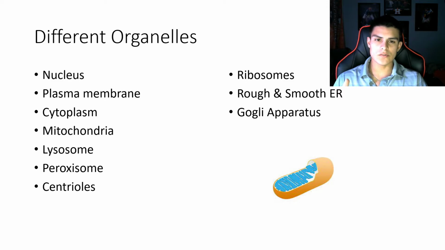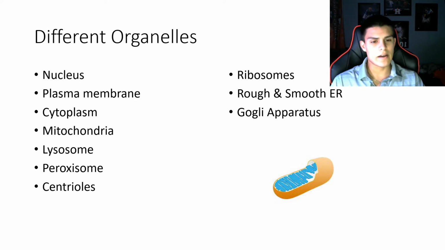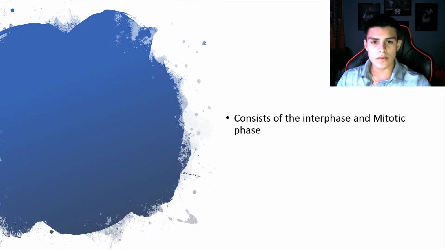And then we have the centrioles, and then on the right we have all the organelles that are responsible for synthesizing proteins, which is the ribosomes, the rough and smooth endoplasmic reticulum, and the Golgi apparatus. And then I have a picture of a mitochondria at the bottom.